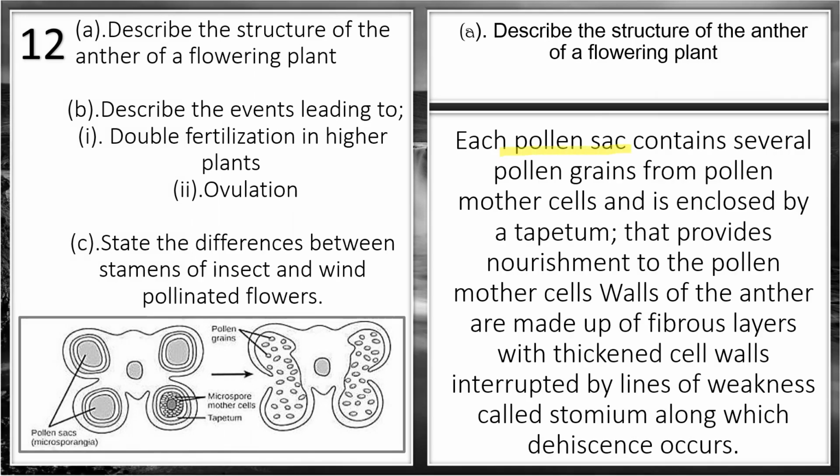Pollen sacs contain several pollen grains from the pollen mother cells and are enclosed by the tapetum to provide nourishment to the pollen mother cells. The walls of the anther are made up of fibrous layers with thickened cell walls, interrupted by lines of weakness called stomium, along which dehiscence occurs.